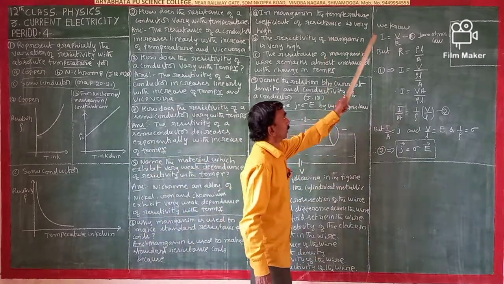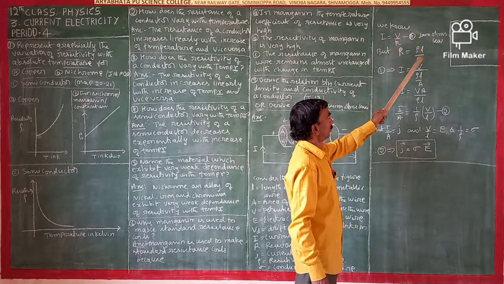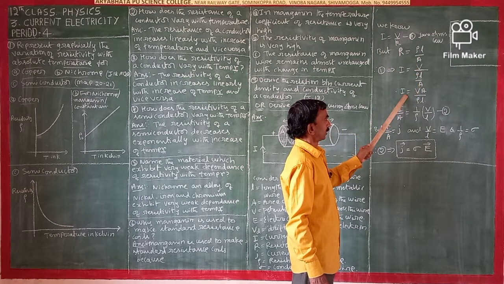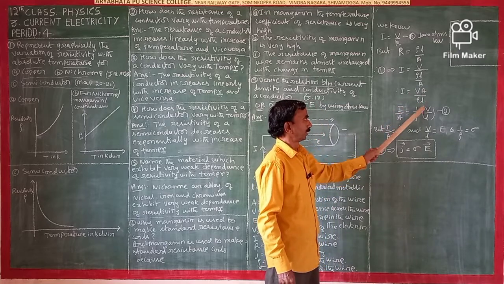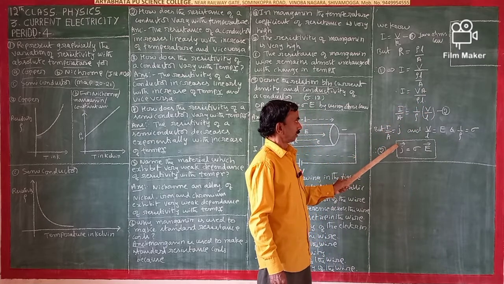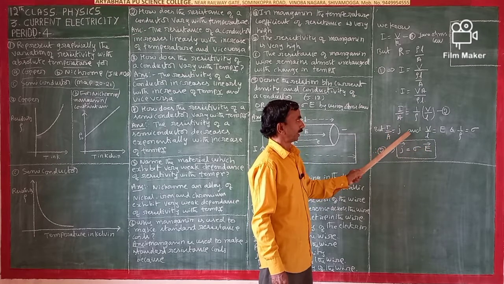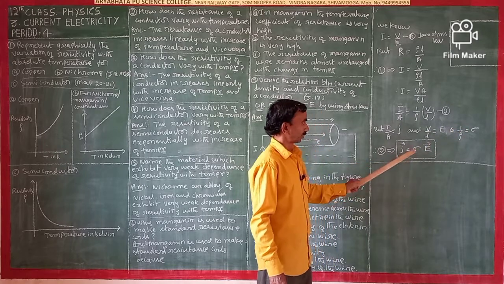Next, I is equal to V by R from Ohm's law. R is equal to rho L by A. I is equal to V by rho L by A. That is I is equal to VA by rho L. So I by A is equal to 1 by rho into V by L. So I by A is equal to J, V by L is equal to E, 1 by rho is equal to sigma. That is J is equal to sigma E.